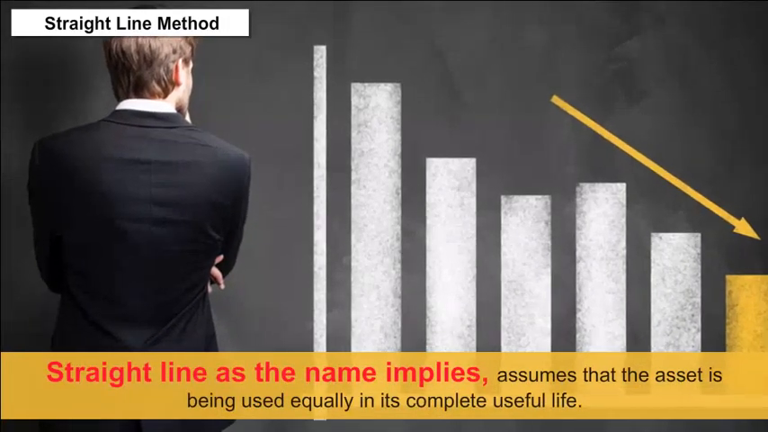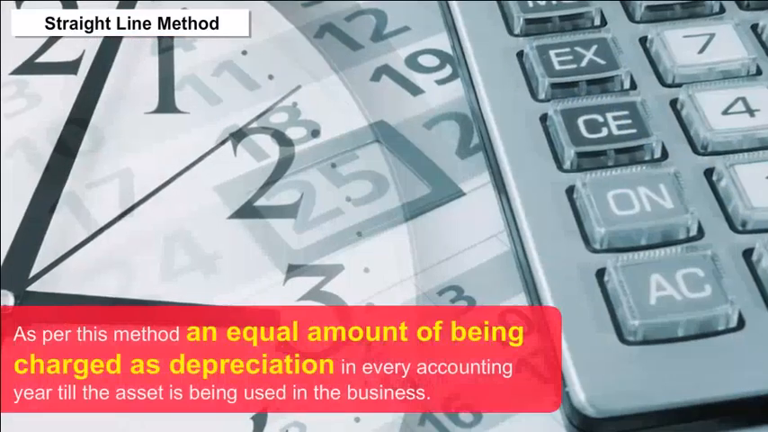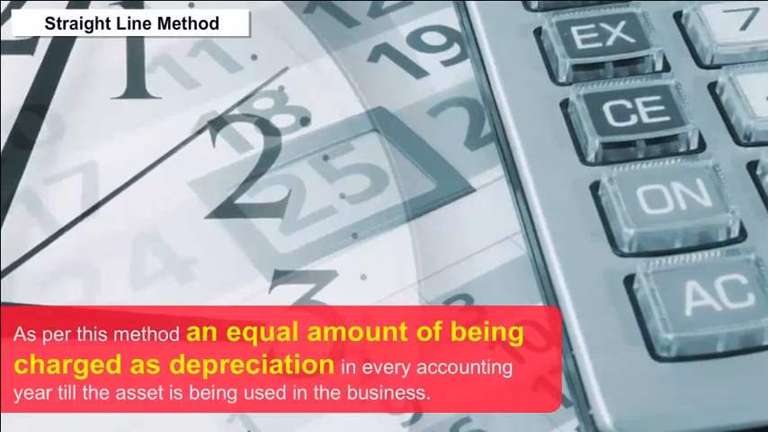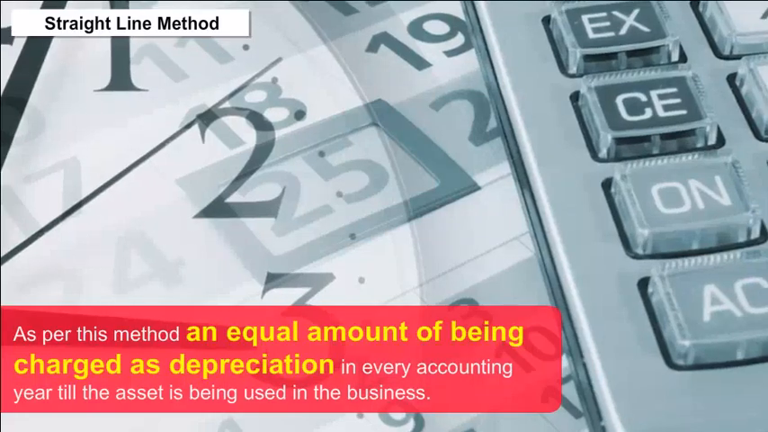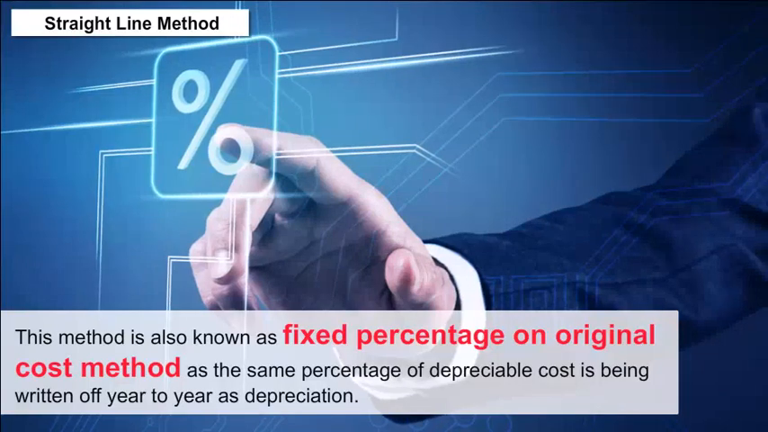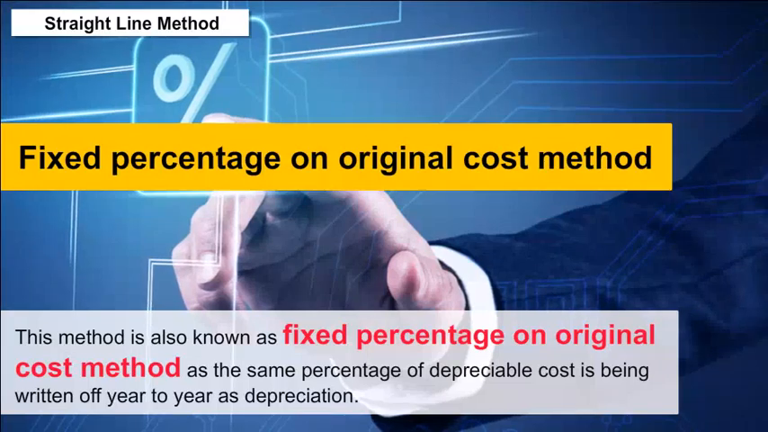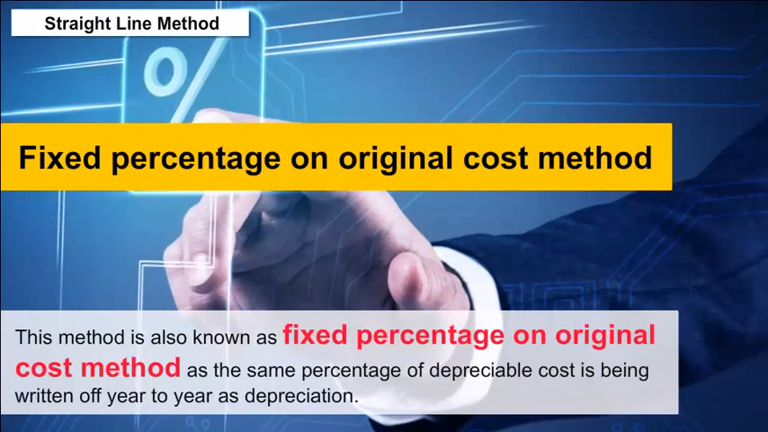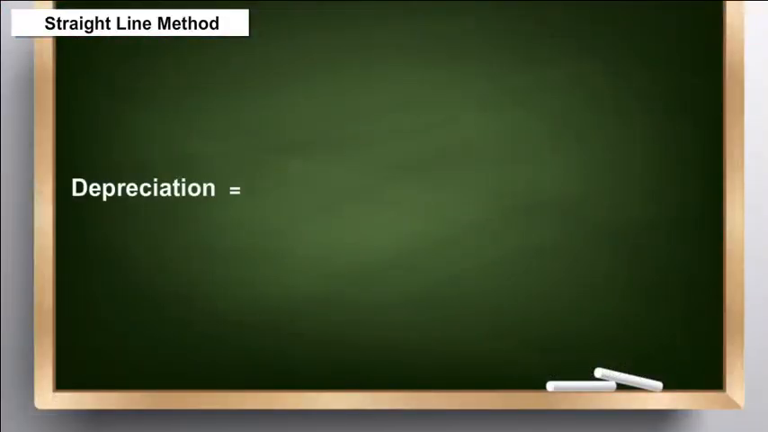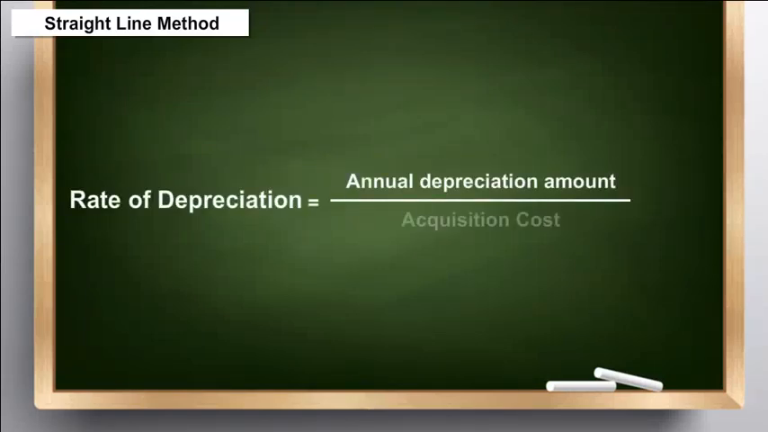Straight line, as the name implies, assumes that the asset is being used equally in its complete useful life. As per this method, an equal amount is being charged as depreciation in every accounting year till the asset is being used in the business. This method is also known as fixed percentage on original cost method, as the same percentage of depreciable cost is being written off year to year as depreciation. Formula to calculate depreciation under this method is, formula to calculate rate of depreciation is.